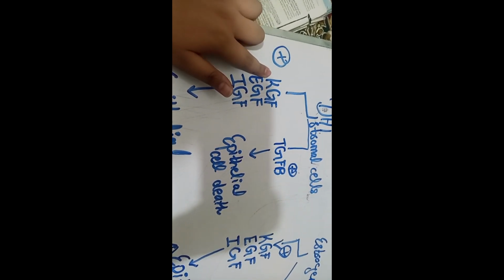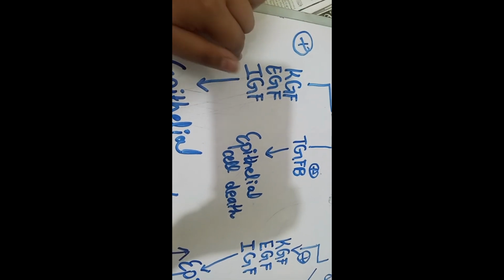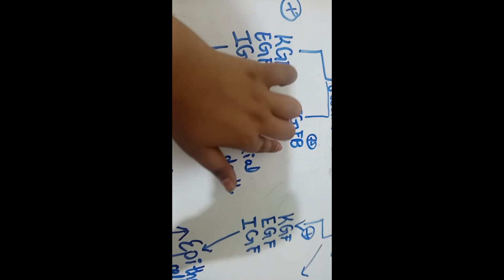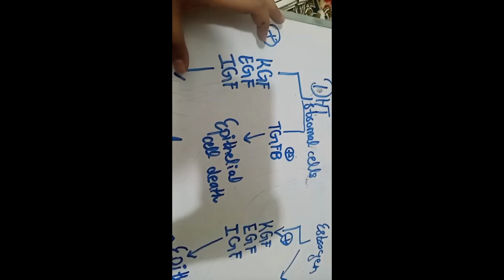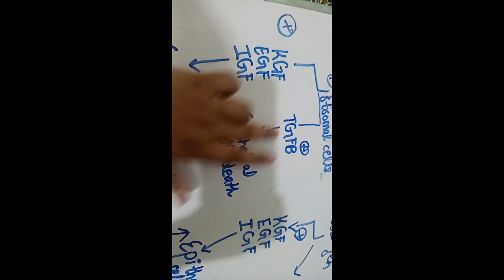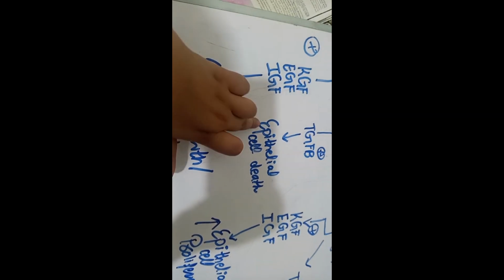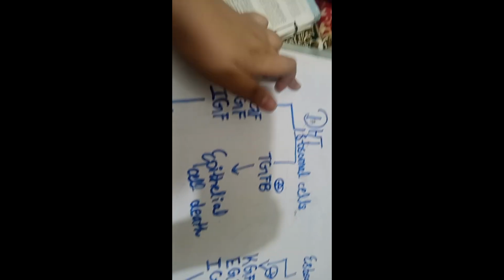KGF is keratin growth factor, EGF is the epidermal growth factor, IGF is insulin-like growth factor, and TGF beta is transforming growth factor beta. If dihydrotestosterone is there, it activates all of these. TGF beta is responsible for epithelial cell death, and all the others are responsible for epithelial cell growth or proliferation. So there will be both death and proliferation in the case of dihydrotestosterone.